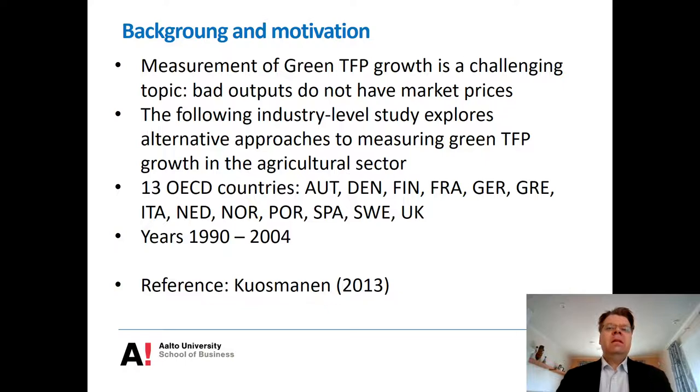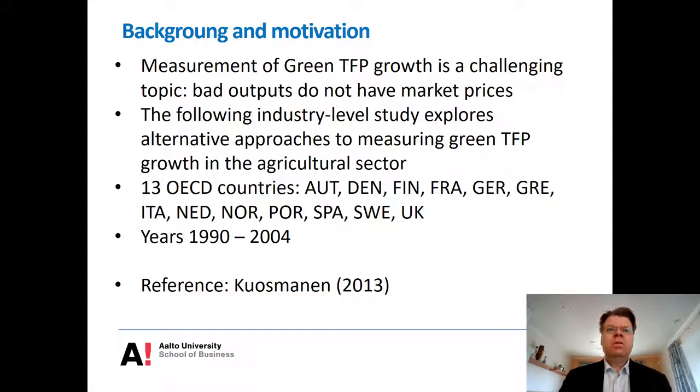Green TFP is, of course, a very interesting but also challenging theme because typically, the bad outputs do not have observed market prices. And there has also been a lot of discussion at the OECD. Several years ago, the OECD commissioned me to look into this and write a report on how green TFP could be measured, particularly focusing on the agricultural sector. I will include this report in the reading material, and in this lesson I will briefly describe some insights of that report.